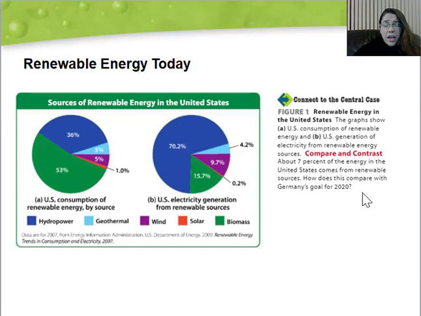So taking a look at our graph, we can see it's titled Sources of Renewable Energy in the United States. For our diagram A, pie chart, we have the U.S. consumption of renewable energy by resources, and we see that our key down here is hydropower, 36%, geothermal power, 5%, wind, 5%, solar, 1%, and biomass, 53%.